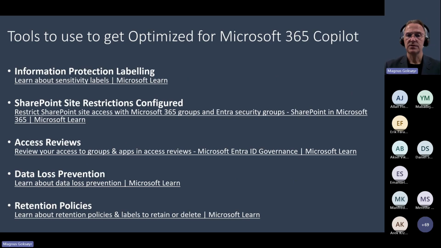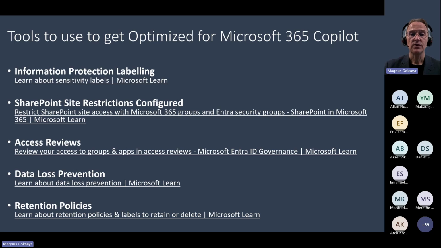Last but not least, some tips on the solutions and tools you can use on your way to get ready for Copilot for Microsoft 365. First of all, use sensitivity labels. By putting labels on different types of information, you can apply associated policies for how each label should be handled.